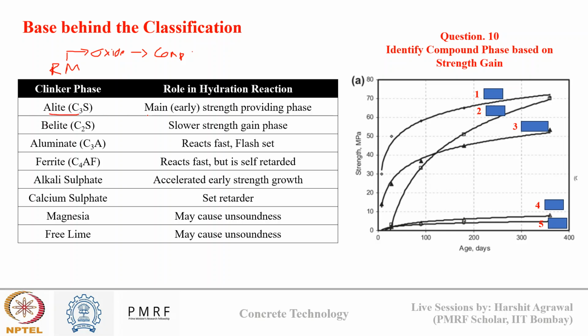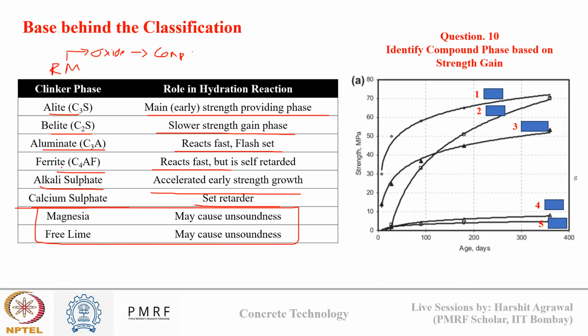C3S is mainly required for high early strength, C2S is responsible for slow strength gain, C3A is responsible for reacting fast and causing flash setting, and C4AF again, like C3A, reacts fast. Then alkali sulfates accelerate the early strength gain. Calcium sulfate, that is gypsum, is used as a set retarder. And magnesium and free lime, when present, cause unsoundness problems. So we know the importance of each of these clinker phases. Just from the week one understanding, we can say what composition will contribute how much to the strength.